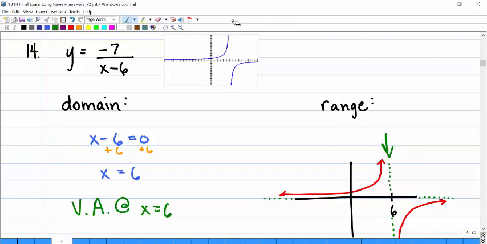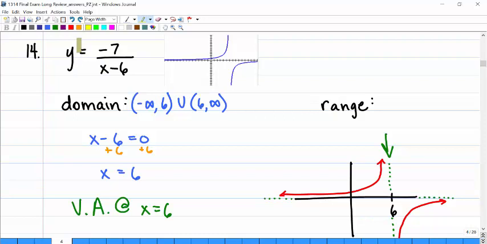Okay, so my domain is going to be all real numbers except for 6. And how do I say that in interval notation? Parenthesis negative infinity, comma, 6, parenthesis, union, parenthesis 6, comma, infinity. So this right here says to eliminate the number 6.